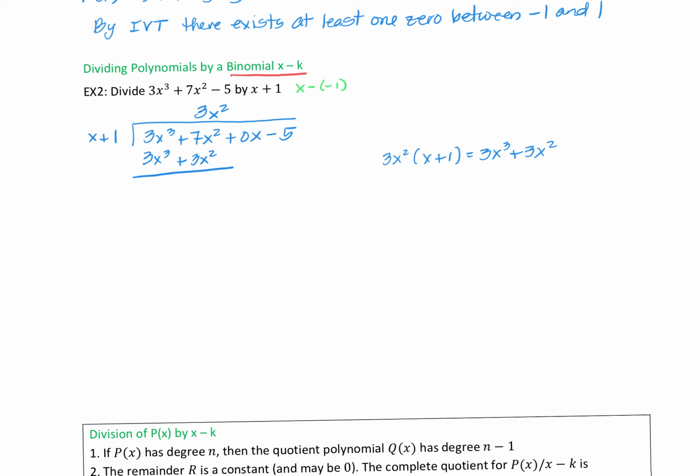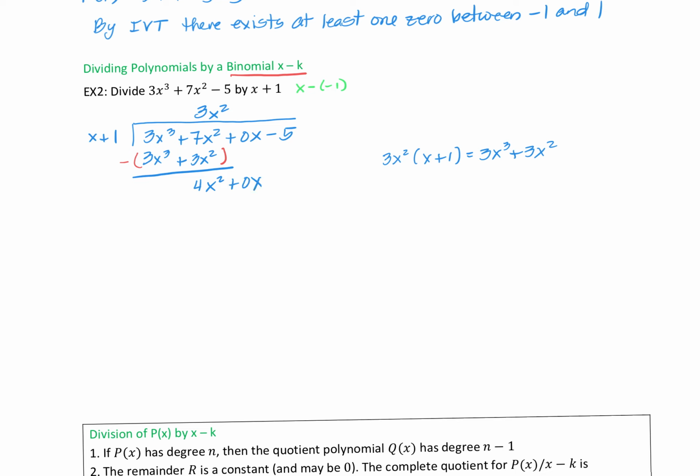So the 3x to the third plus 3x squared. And then we subtract down. A little bit awkward because you're going to have to distribute that negative to that second term. So the 3x to the third minus 3x to the third is 0. But then the 7x squared minus a 3x squared, that's going to give you a positive 4x squared. And then we bring down our next term.